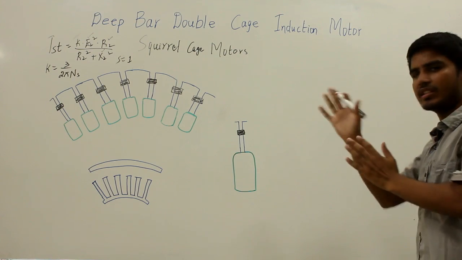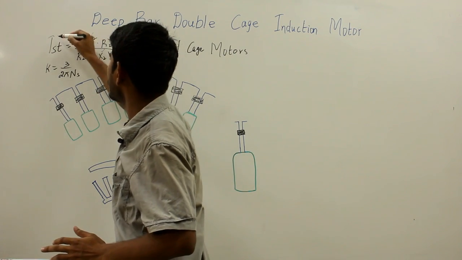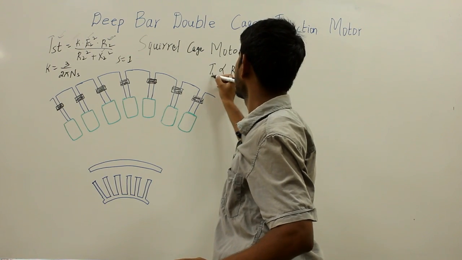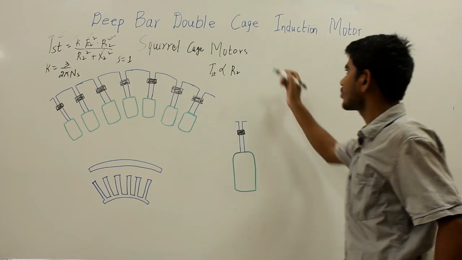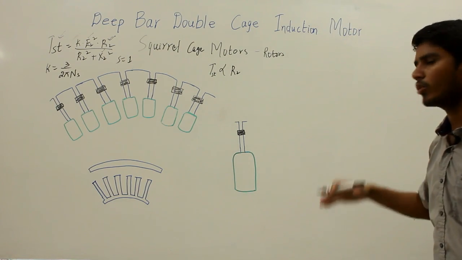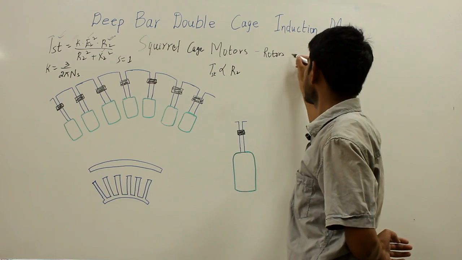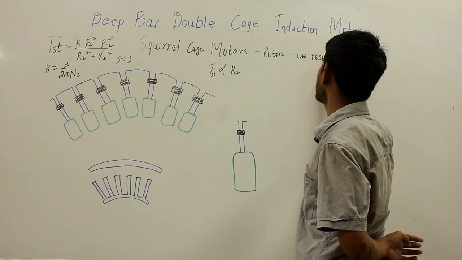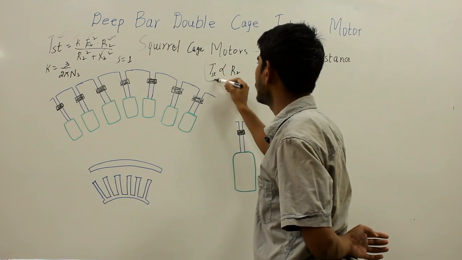From the starting torque equation, you can see that the starting torque depends directly on the rotor resistance R2. In squirrel cage induction motors, the rotor bars are short circuited at the ends, and the rotor bars are made of copper, bronze or aluminium, which have a low resistance value. This low resistance value implies a low starting torque.